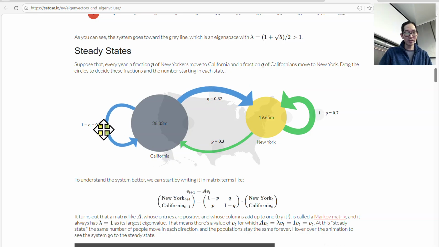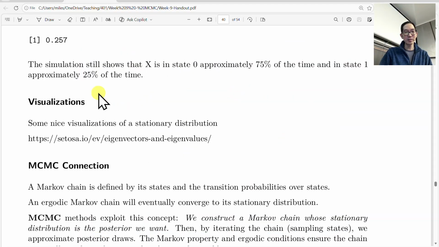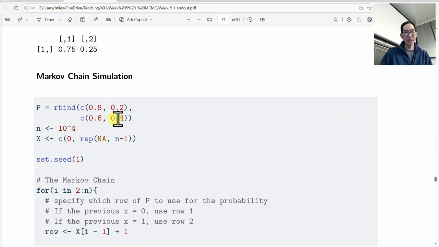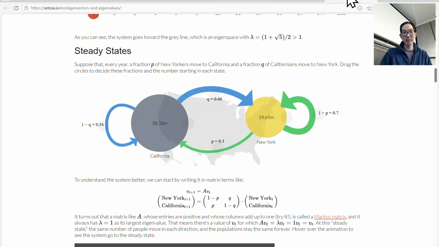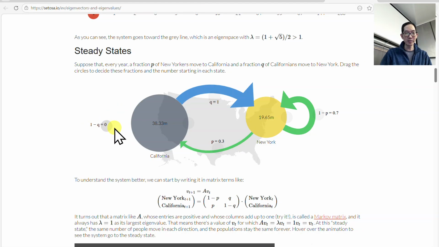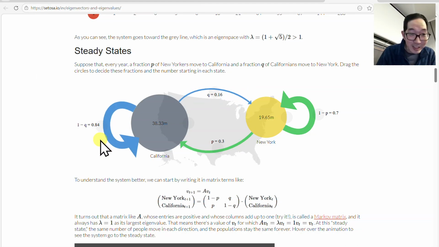Okay, and so I think I can kind of try to get this. What were the numbers I used? 0.8, and 0.6. Okay. So we're going to say 80%. If you start off in state 0, 80% remain in state 0. So let's see if I can get this. Oh, it's really hard. 0.79. Okay, I think 0.79 is the closest I can get to 80%.